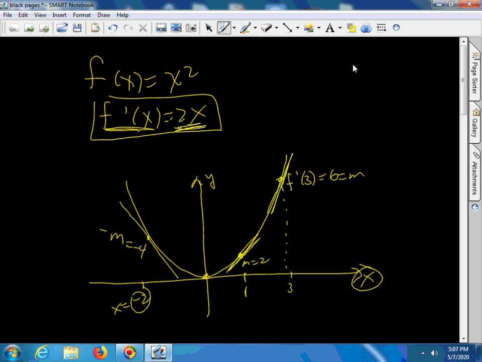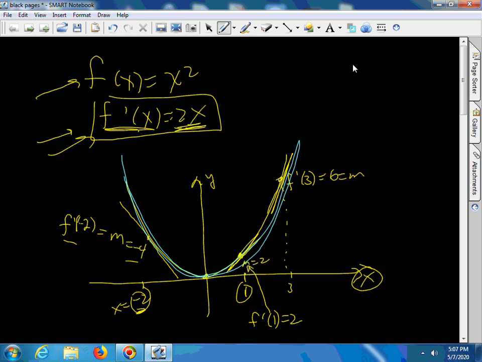That's the slope. Here, the slope is going to be f prime of negative 2. Over here, the slope is going to be f prime of 1. That is, f prime of 1 is 2. F prime of negative 2 is negative 4. The derivative formula, f prime, tells you the slope of the tangent line, not for f prime, but for f. You go to the f function, and then the derivative is the slope formula.